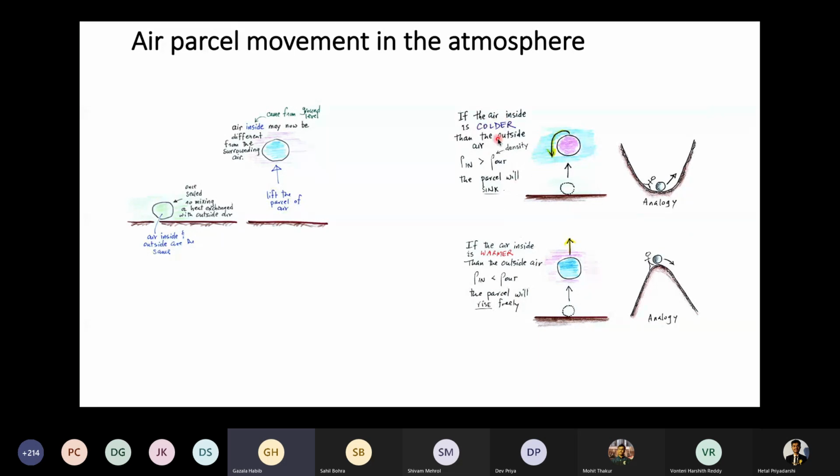So here on the right hand side, if the air inside is colder than the outside air, what will happen? The density of the air inside the parcel will be greater than the outer air. Then the parcel will sink, it will come down, right? Because it is heavy. So this is a simple phenomenon. I think you must have learned this before also, but I just wanted to go through it quickly.